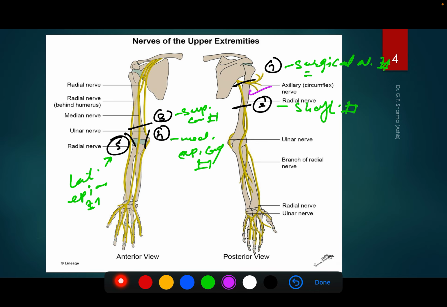Axillary nerve, right? So surgical neck fracture, axillary nerve injury. Mid shaft fracture, we have the radial nerve injury. If we have the medial epicondyle fracture, this is my ulnar nerve injury. Medial epicondyle fracture, ulnar nerve injury. If I have the lateral epicondyle fracture, I have the radial nerve injury.